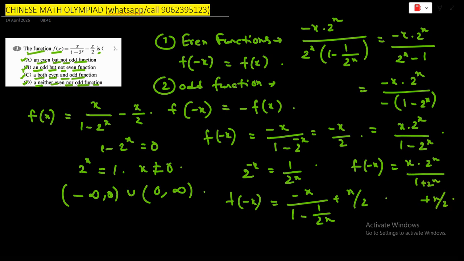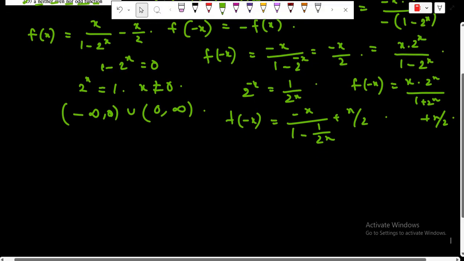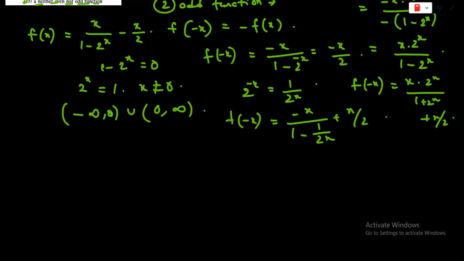Right? So it doesn't look like the original yet, or does it? So let's add and subtract x in the numerator. Okay, so just give me a second. Yeah, so let's look at the difference between the original f(x) and our f of minus x.